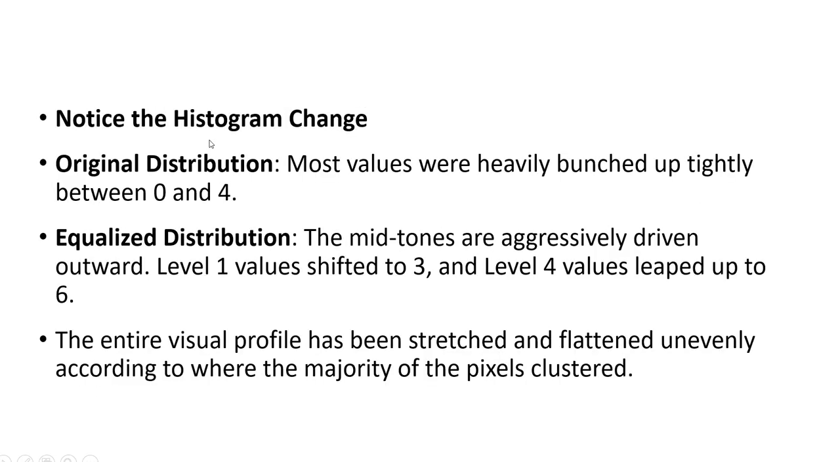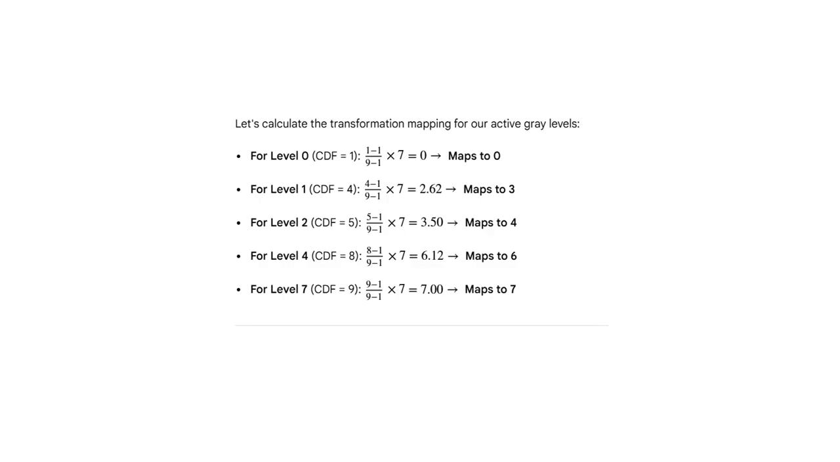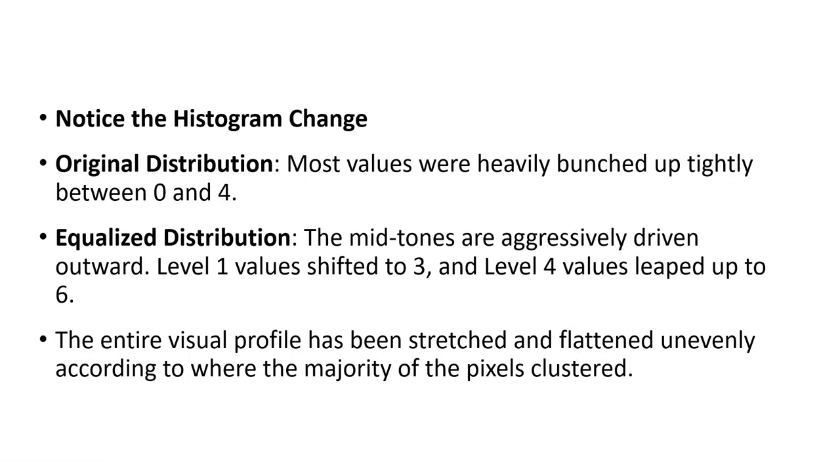So the original distribution had values between 0 to 4, but now that level 1 value has shifted to 3. As you can see here, level 2 values have shifted to 4, level 4 has moved to 6, level 7 has moved up to 7. So now, because of this, the entire pixel range is covered, and that is why a lot of intensity levels are getting changed and contrast is increased.